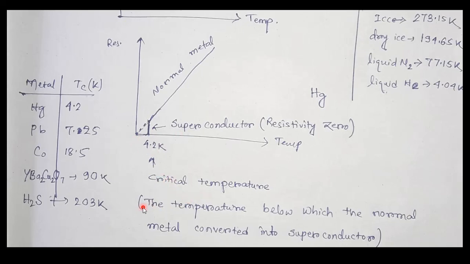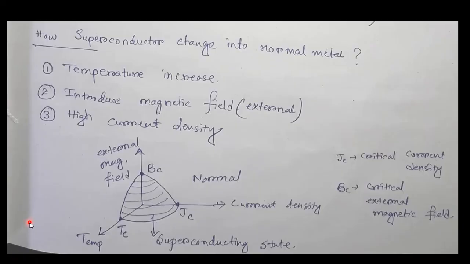Okay. So the temperature below which the normal metal converts into a superconductor is known as the critical temperature. So the critical temperature is that temperature below which the normal metal behaves like a superconductor. Superconductor means zero resistivity. There is no resistance. So below the critical temperature you make a superconductor, no problem. This superconductor can be converted into the general metal or simply a conductor.